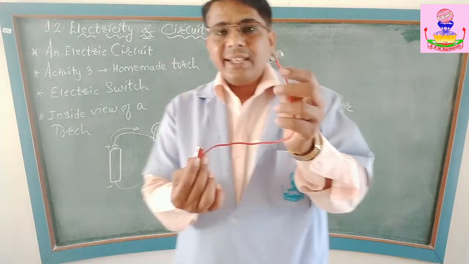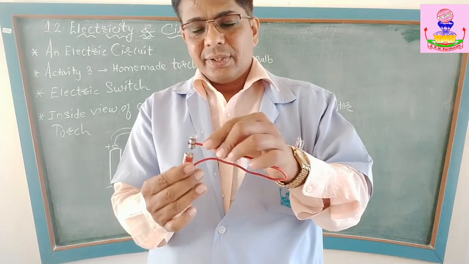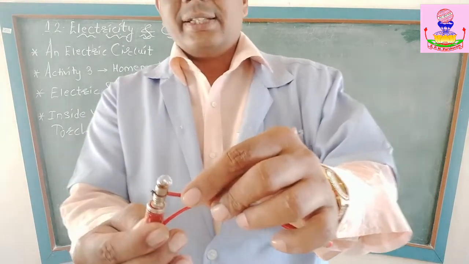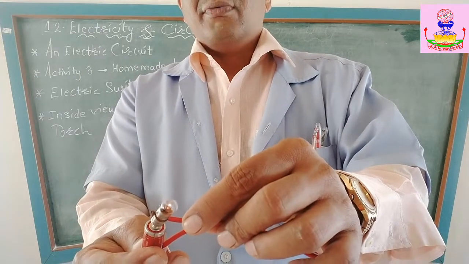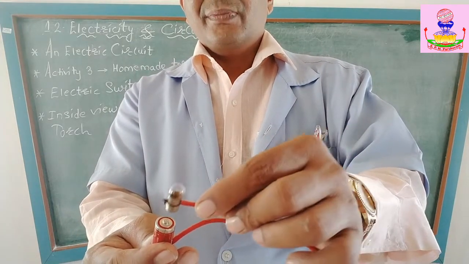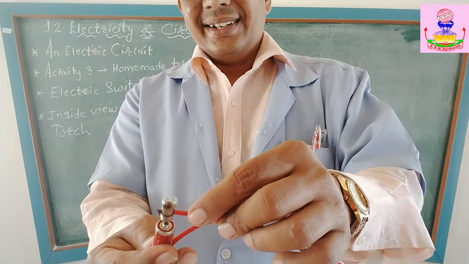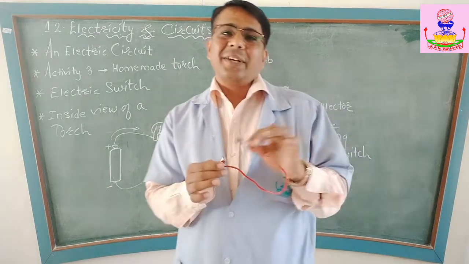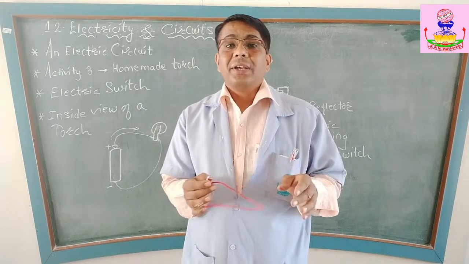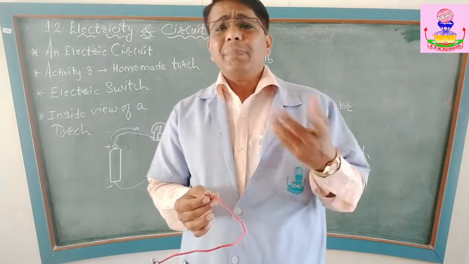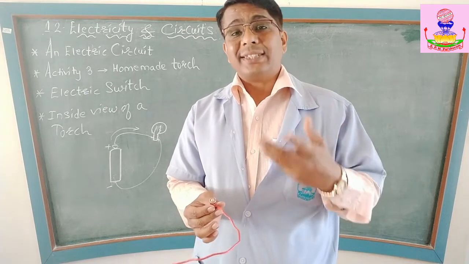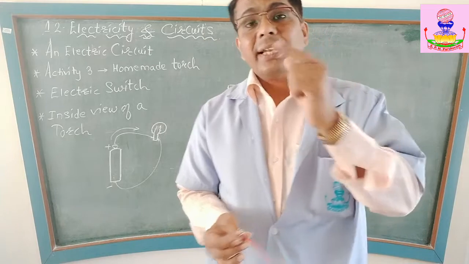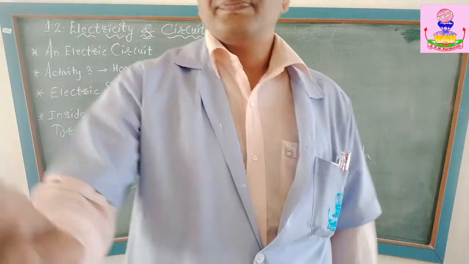Now, see here, in our homemade torch, when I touch it, the bulb glows. When I touch it, the bulb glows. When I move it away, it does not glow. So definitely it works like a switch only. But no doubt, this is easy but difficult to apply. So what can we do? We can prepare one such switch. Let us see how to prepare that switch in activity number 4.